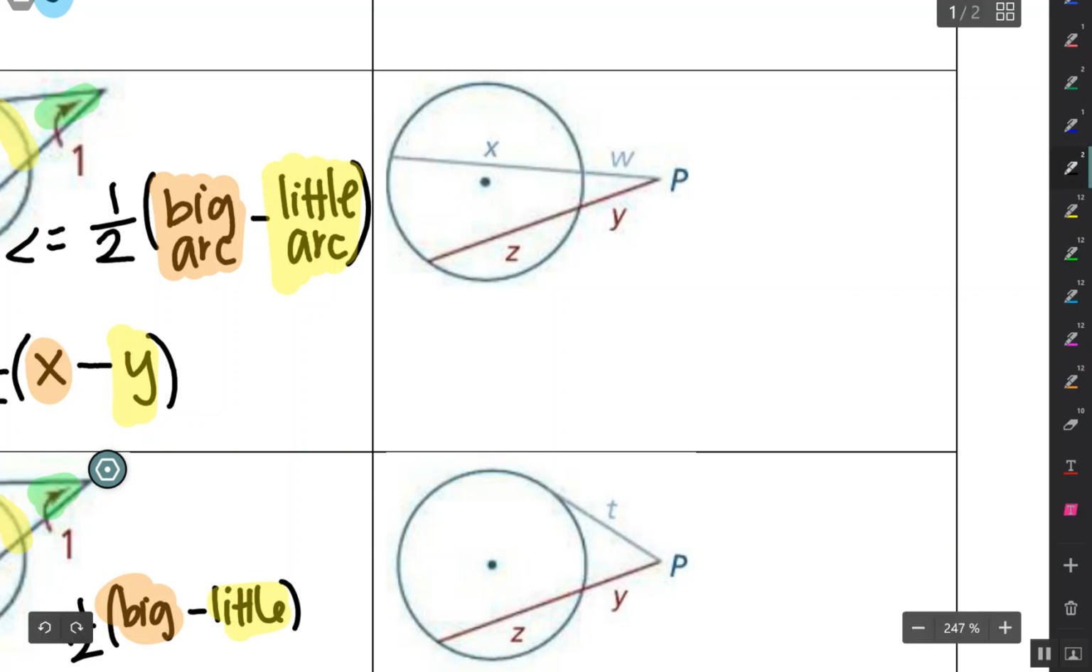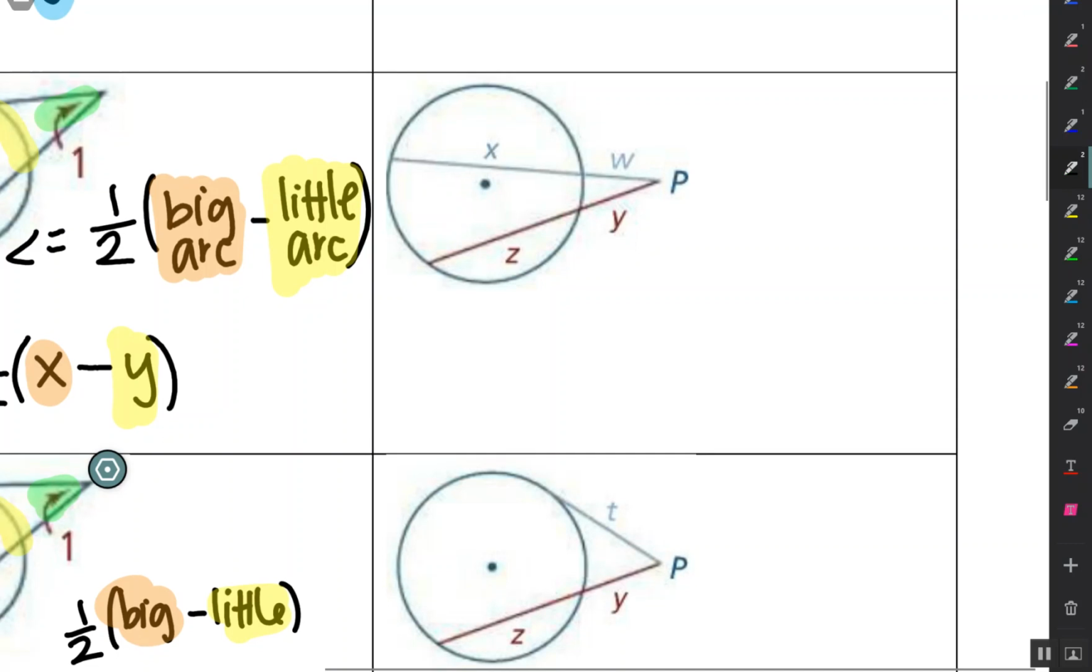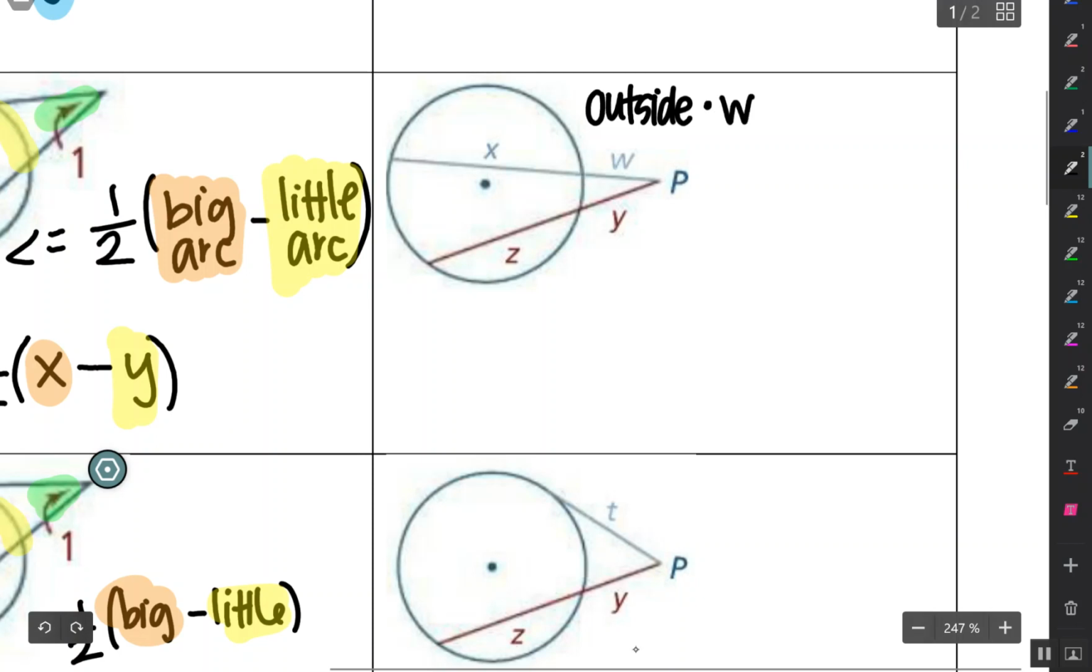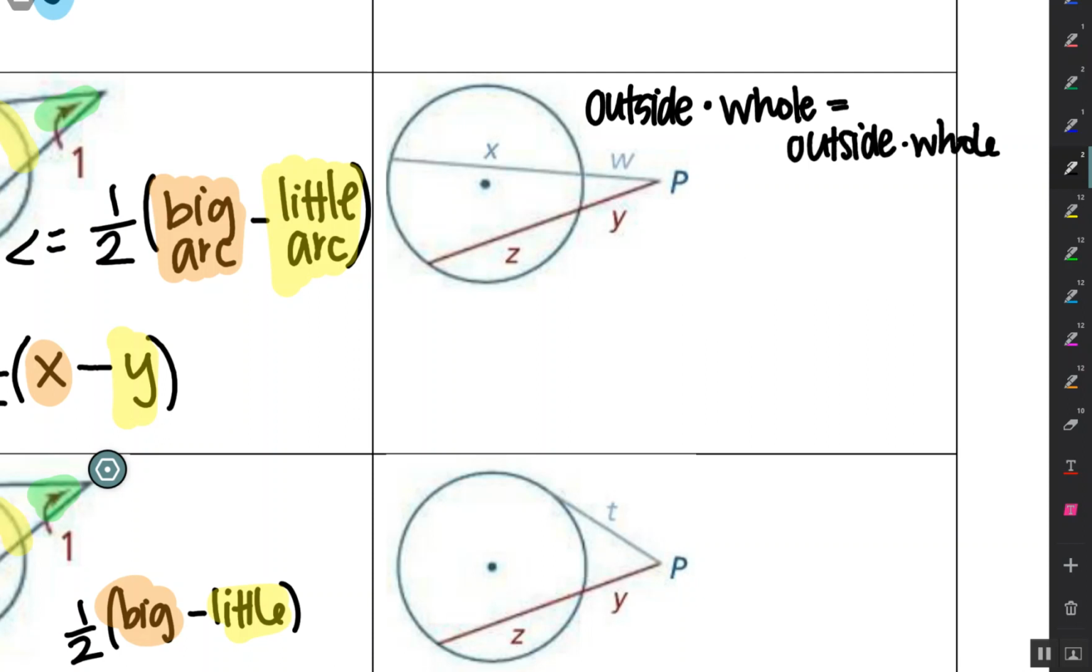Okay, to find this relationship, it's going to be the outside. So the outside piece of the secant segment here, that would be W right there. That's the outside, or one of the outsides. So the outside times the whole thing equals the outside times the whole thing. So I remember this as the outside times the whole equals the outside times the whole.